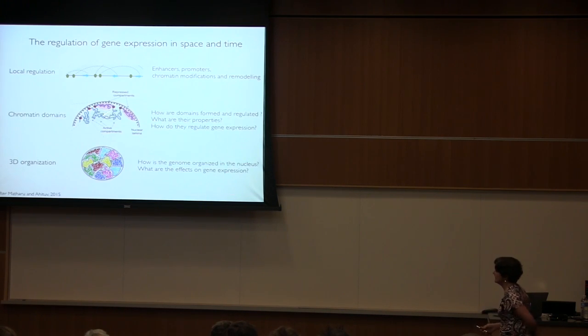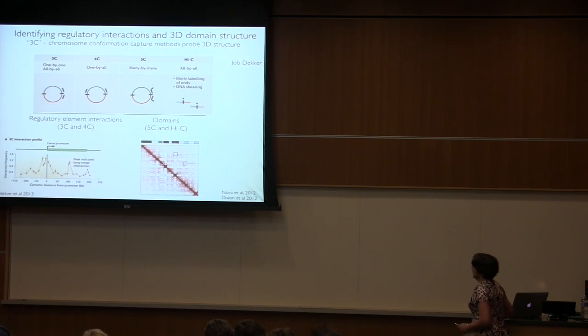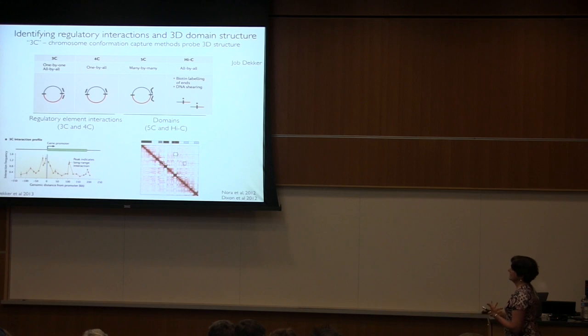Okay, so for the last few minutes I want to tell you how we'd now like to understand how these chromatin domains that we define based on marks relate to 3D organization, to try and get some handle on how the genome is organized, and also to understand how enhancers and promoters can interact with each other. We've decided, as others have done, to turn to these C methods that Job Dekker has pioneered, which are chromatin interaction methods.